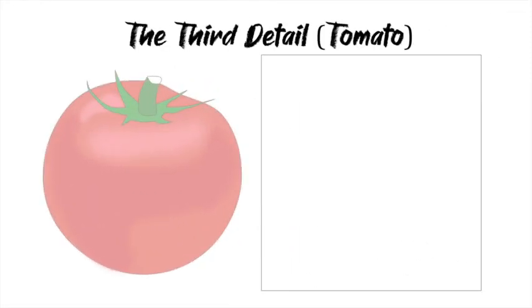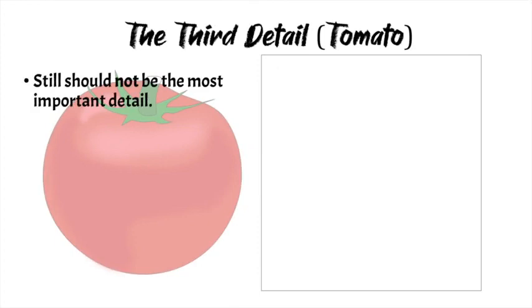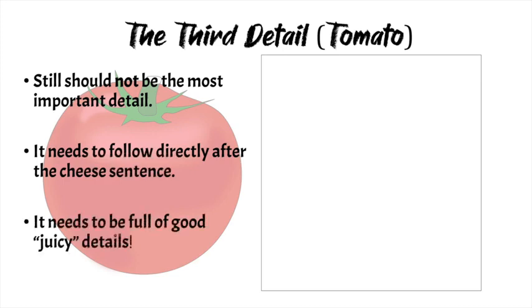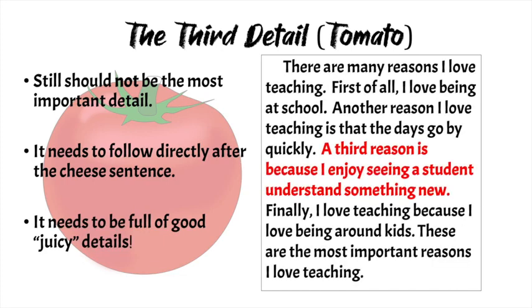So the third detail is the tomato. Here still should not be the most important detail. It needs to follow directly after the cheese sentence. It needs to be full of good, juicy details, like in our example. A third reason is because I enjoy seeing a student understand something new.